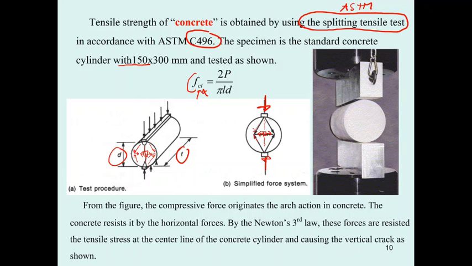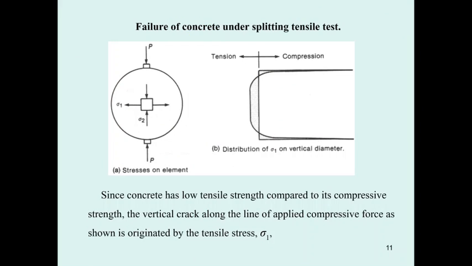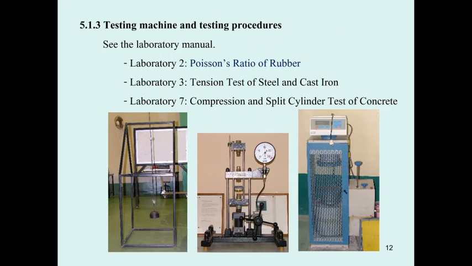Okay, and then you may read the reason for this cracking again if you don't understand what I'm saying. And this is also what is going to explain what happened in the splitting tensile test, as this stress sigma 1 is going to make the specimen crack in this direction. And what tension tests do we have in our lab?